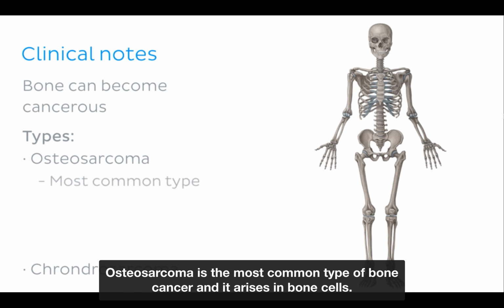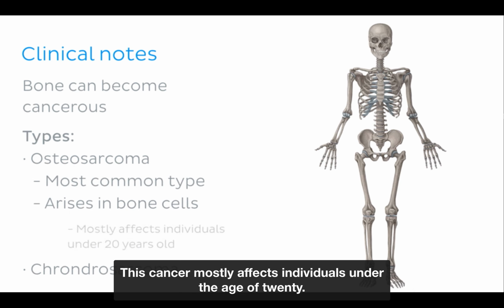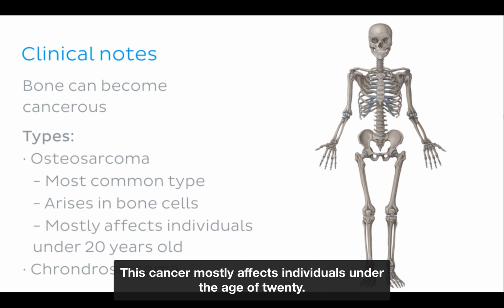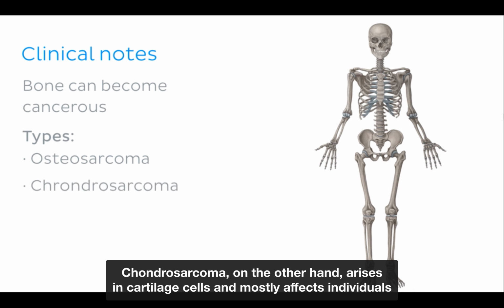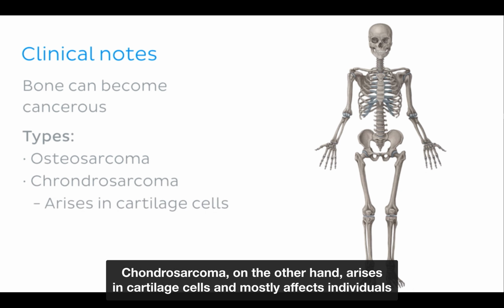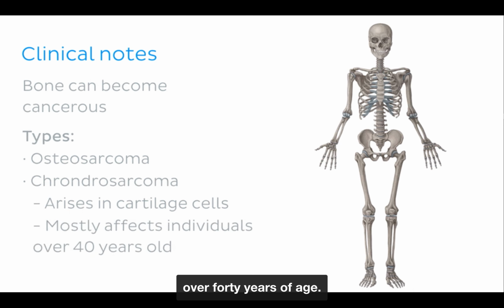Osteosarcoma is the most common type of bone cancer, and it arises in bone cells. This cancer mostly affects individuals under the age of 20. Chondrosarcoma, on the other hand, arises in cartilage cells and mostly affects individuals over 40 years of age.